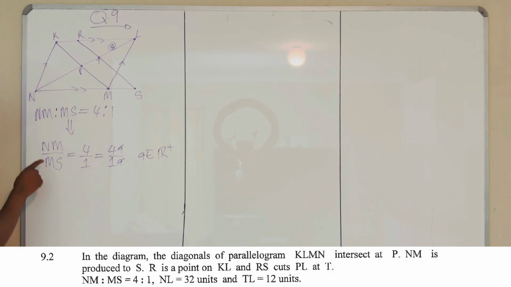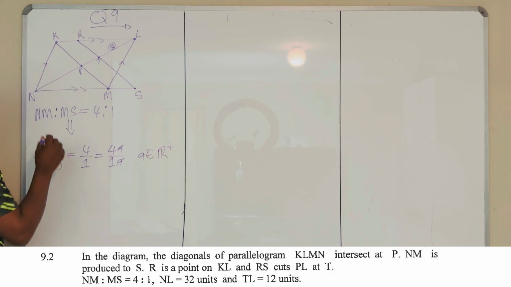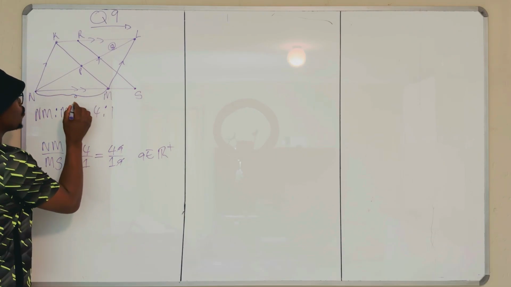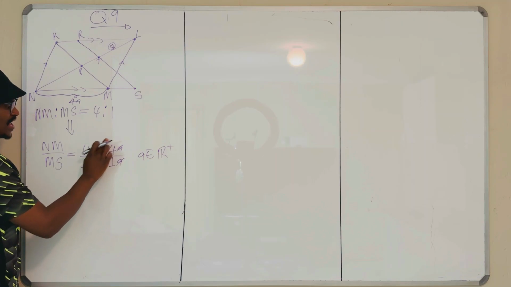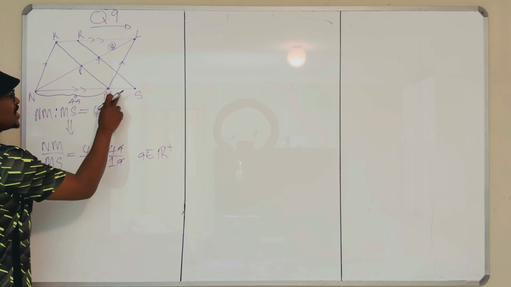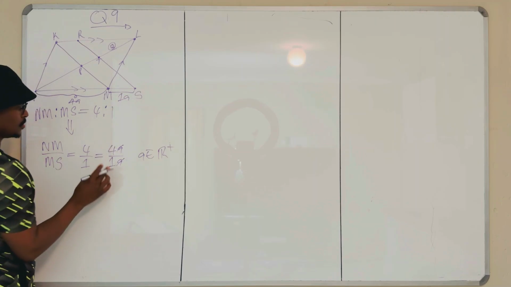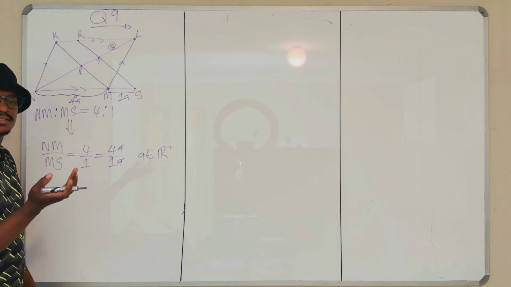So if the ratio of NM to MS is equal to 4/1, this length over here is 4a, whatever length you were given, and this one over here is 1a, which is your MS. That's how I look at it. That's how I think of it.